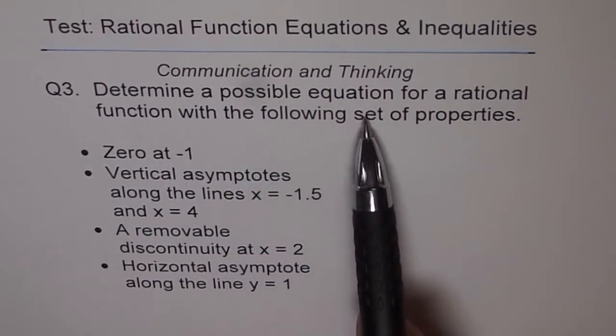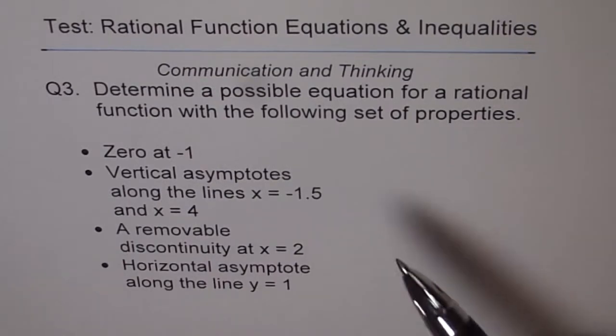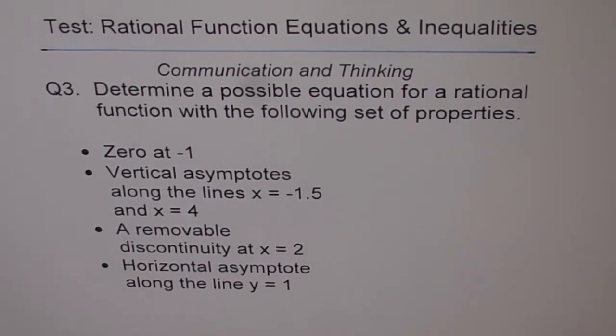Determine a possible equation for a rational function with the following set of properties: zero at -1, vertical asymptotes along the lines x equals -1.5 and x equals 4, a removable discontinuity at x equals 2, and a horizontal asymptote along the line y equals 1.